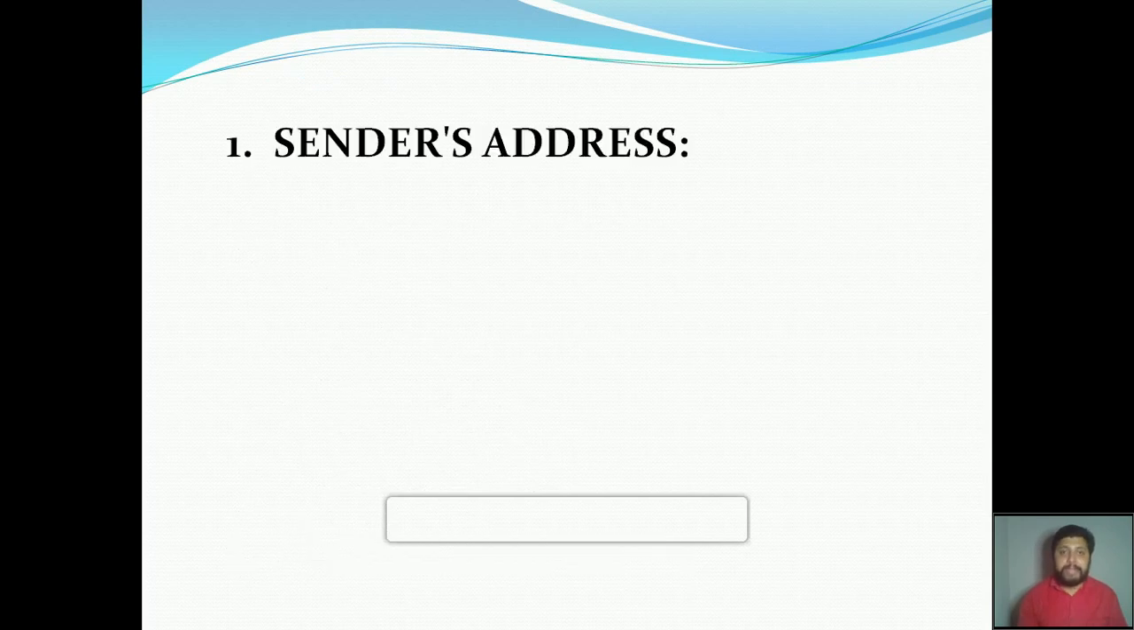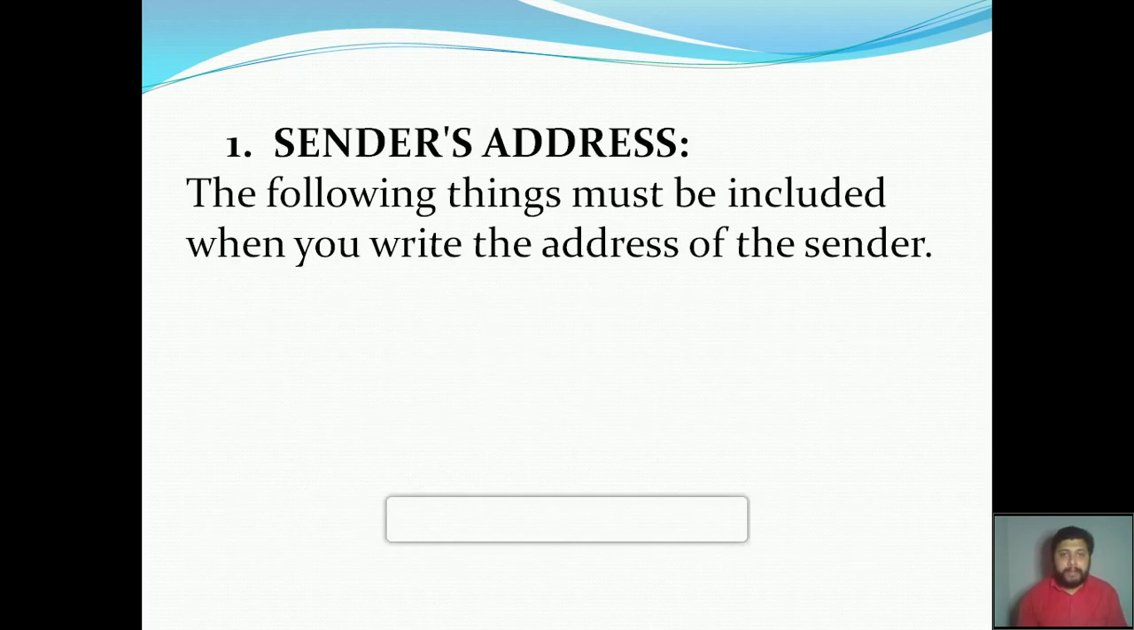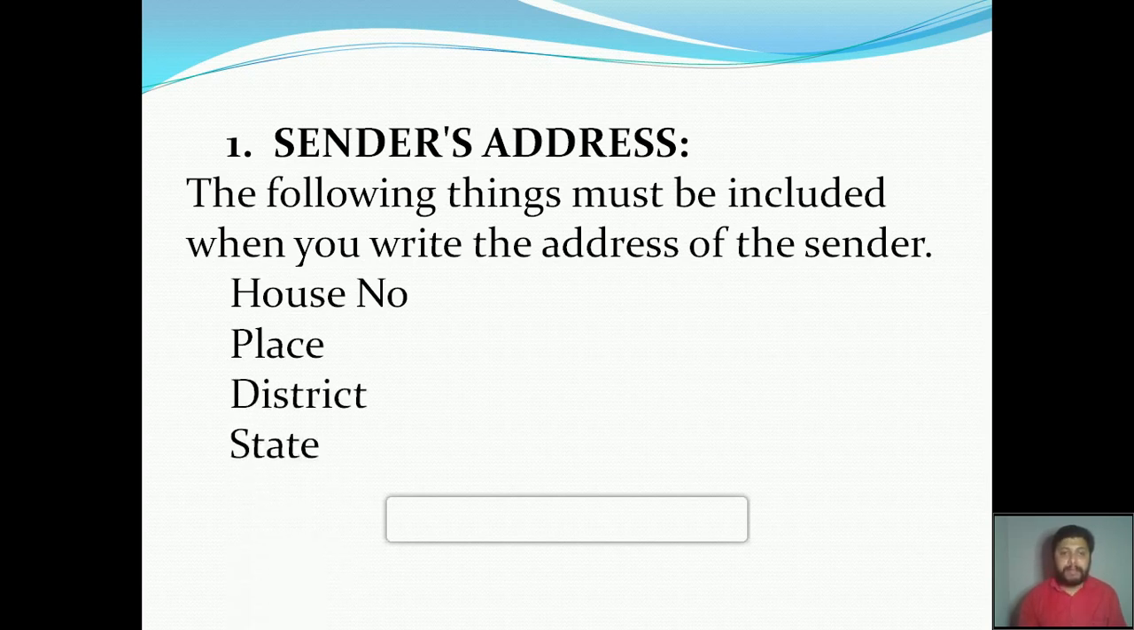First of all, sender's address. The following things must be included when you write the address of the sender: house number, place, district, state, pin code. All of you keep in your mind, these 5 different pieces of information must be written in 5 different lines. I repeat, these 5 different pieces of information like house number, place, district, state, and pin code must be written in 5 different lines.